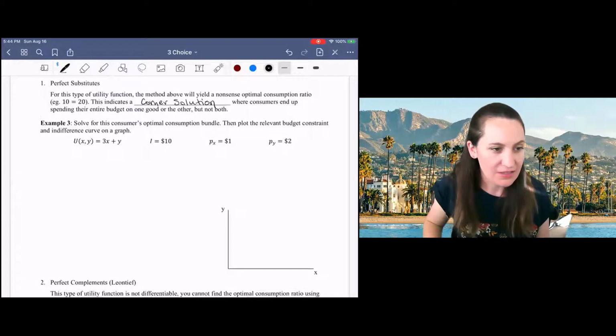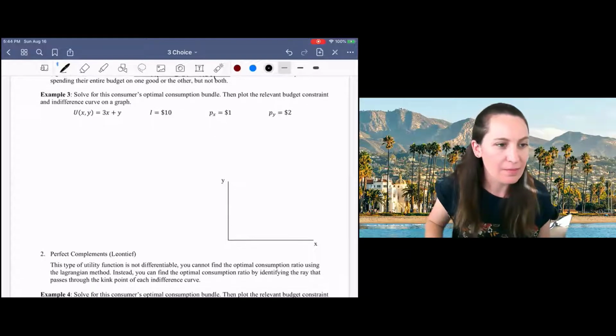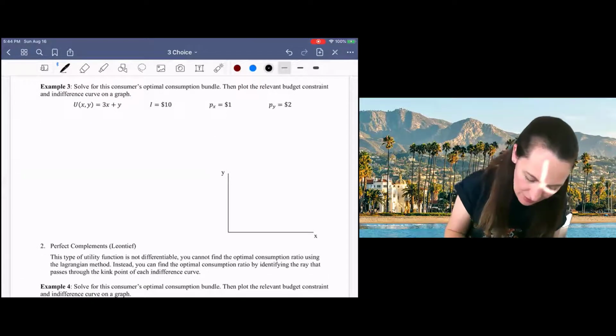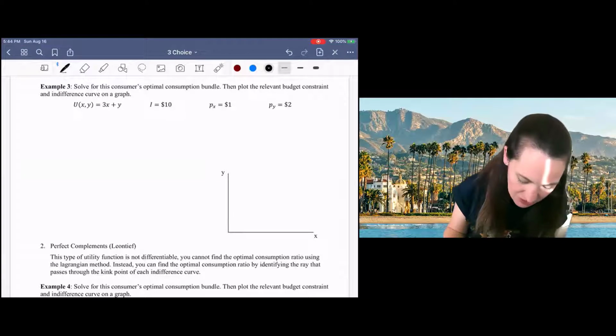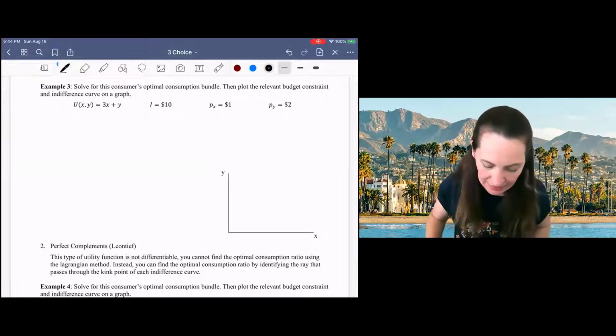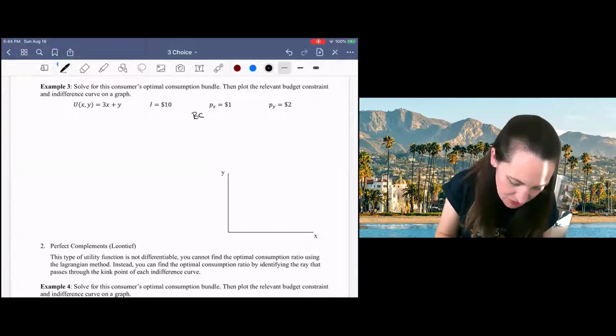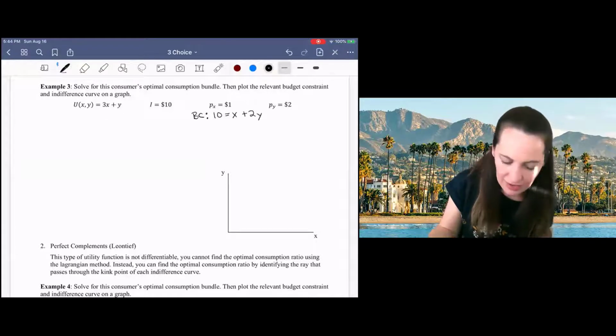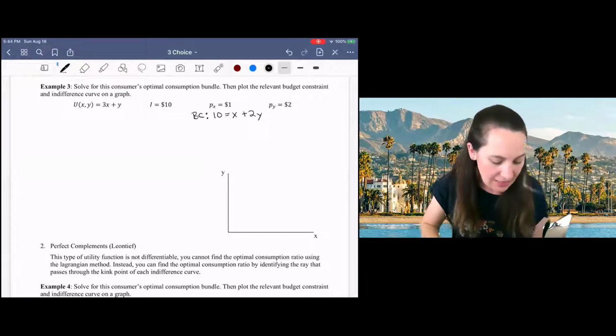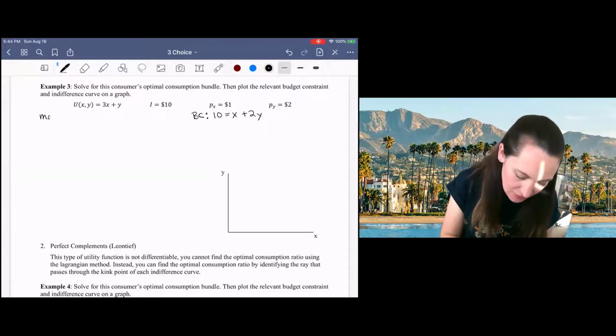So we have a simple example with numbers where we have a utility function, 3x plus y, and some budget numbers. So let's go ahead and write out our budget constraint first. I've got 10 equals x plus 2y. And let's write out our Lagrangian. So it's good practice for us.